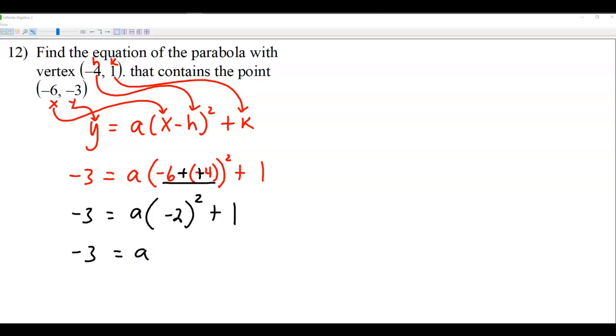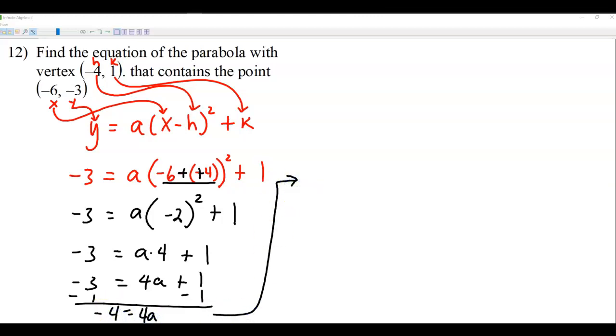Negative 2 squared is 4. Now I'm going to rewrite that as 4a, just so it looks more like a regular algebra equation. We're going to subtract 1. And then if I divide both sides by 4, I get a equals negative 1.